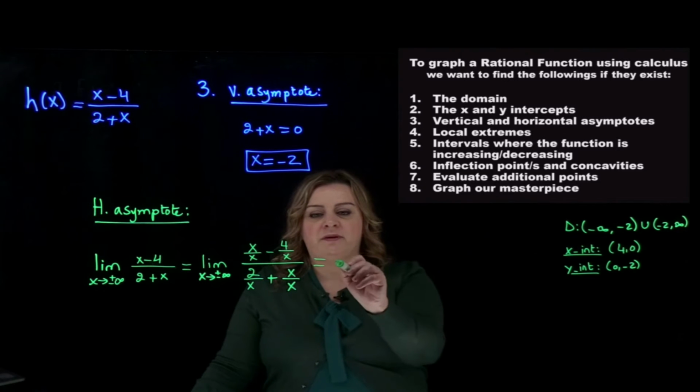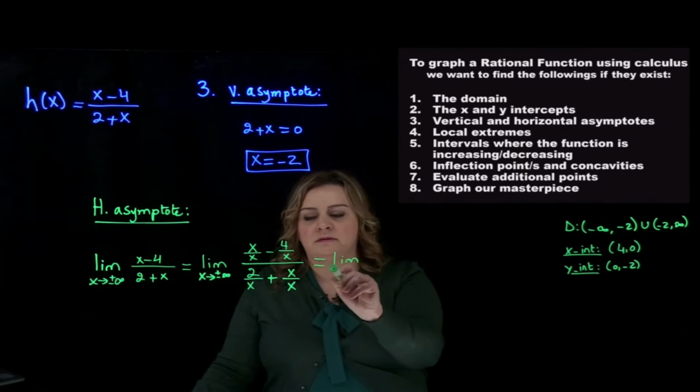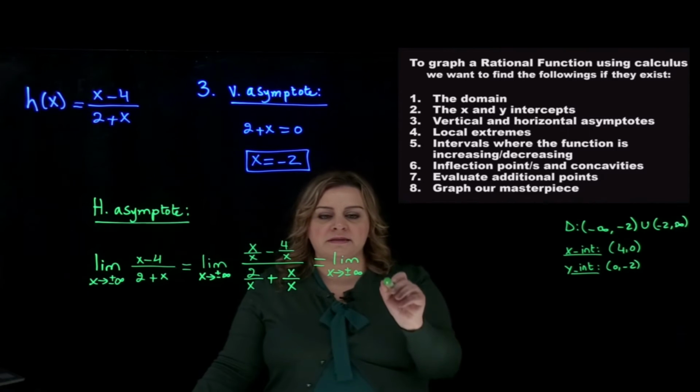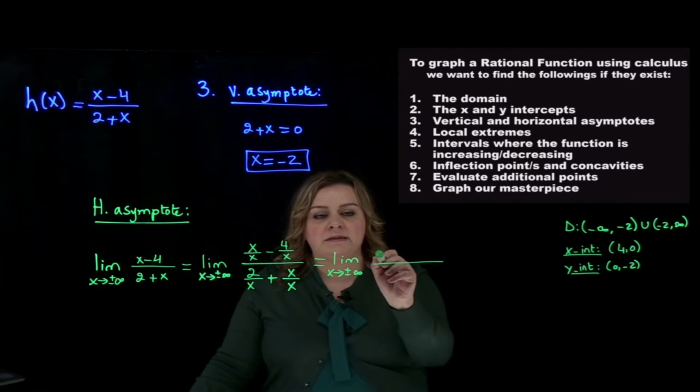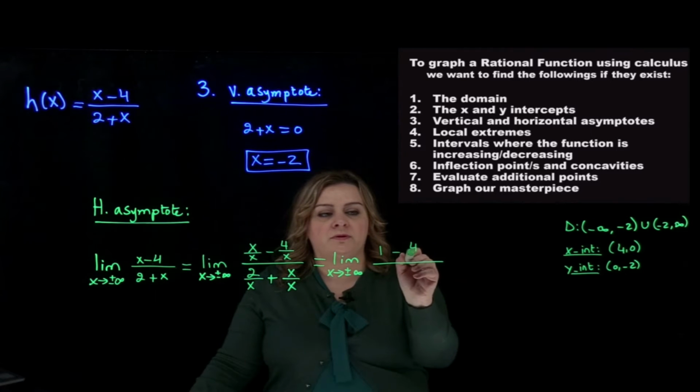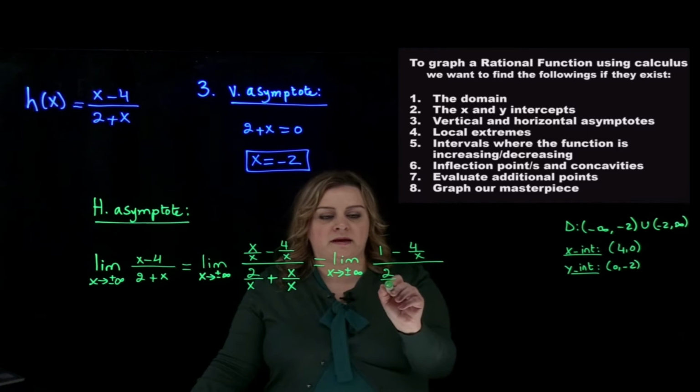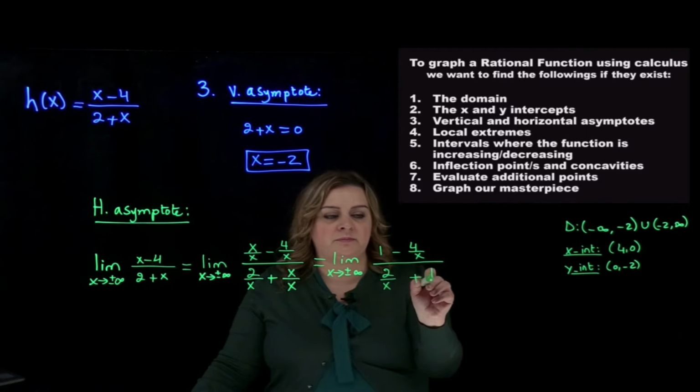Now, simplifying the function, we will have the limit as x approaches plus and minus infinity. x divided by x will be 1 minus 4 over x, and in the denominator we will have 2 over x plus 1.